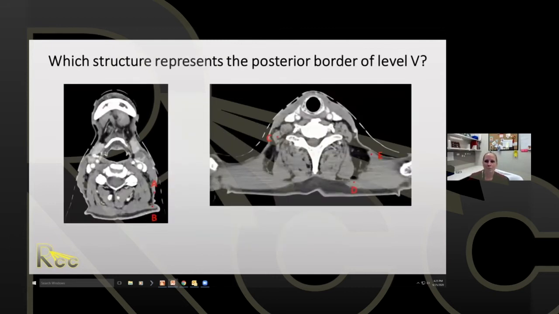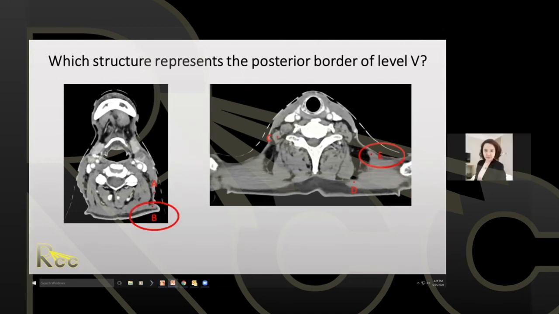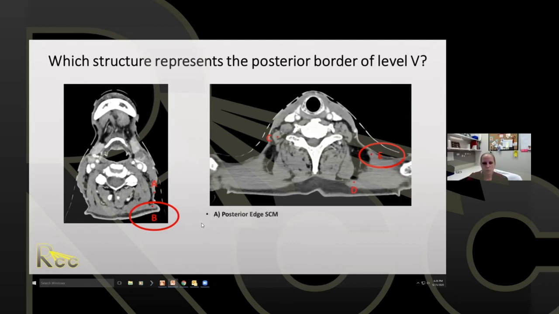Which structure best represents the posterior border of level 5? The anterior border of the trapezius, and don't let me fool you, this one actually has two answers. So as you're contouring out level 5, you're bringing this back to the level of the anterior border of the trapezius right there. And so if we look at the structures, A again is the posterior edge of the sternocleidomastoid, B anterior edge of the trapezius, C again is the middle scalene, D is the posterior aspect of the trapezius, and E is the anterior edge of the trapezius.